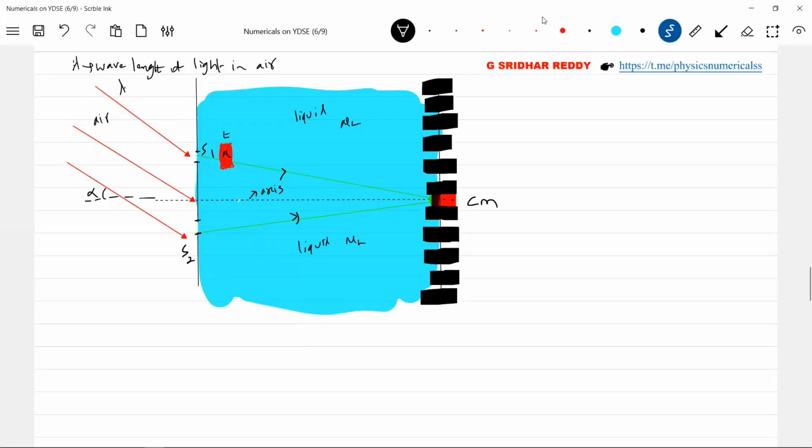I'll go back to basics rather than manipulation. So the net path difference delta x should be equal to, first, the path difference after the slit. So how do we write S2P? Because the ray is covering the distance S2P in liquid, the optical path length will be mu L S2P. Then mu L S1P.